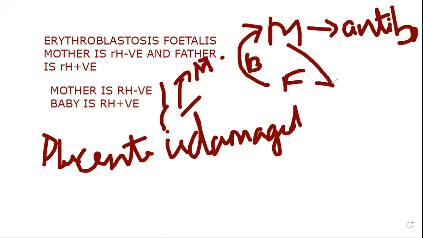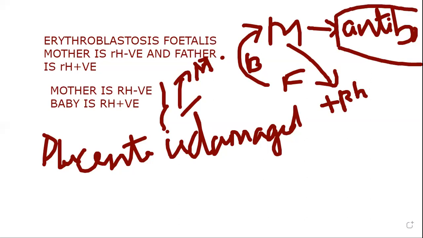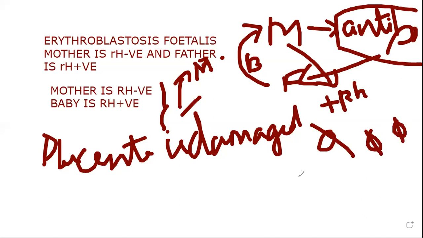For the second time, when the Rh negative mother conceives, and the second time also if the baby is Rh positive, whatever the antibodies that have been prepared inside the mother's body will enter into the fetus, and it is going to break the RBCs of the fetus. Therefore, the baby is going to experience jaundice as well as severe anemia. This condition is called erythroblastosis fetalis.